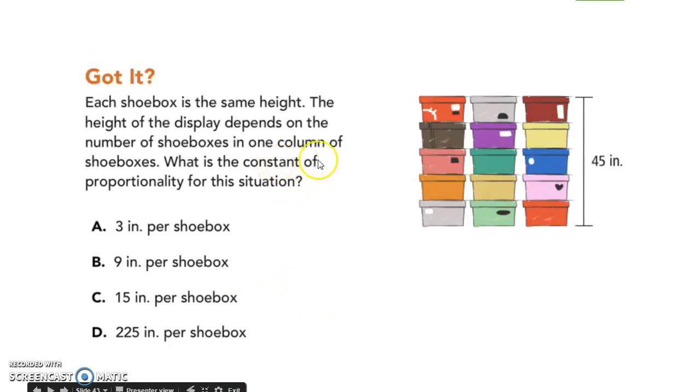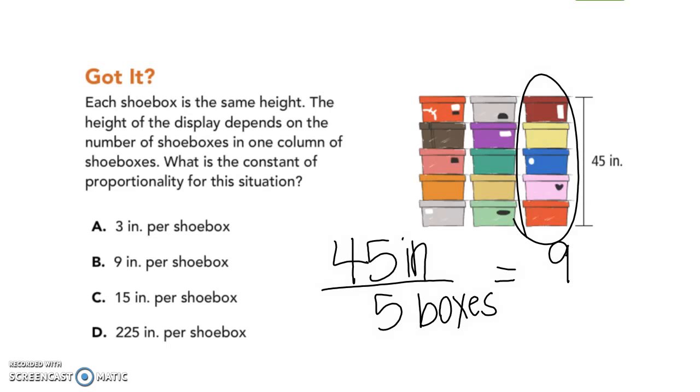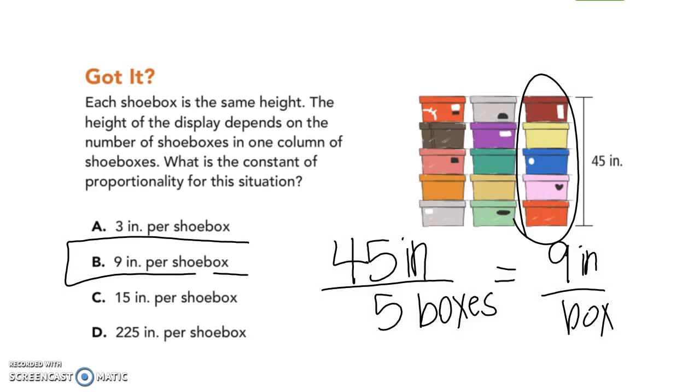We want to find the constant of proportionality for the number of shoe boxes in one column. We see it's 45 inches, so figure out what would be the constant of proportionality per shoe box. We would say 45 inches. How many shoe boxes are in this one column? 1, 2, 3, 4, 5 shoe boxes. So what would that be if I divided? 9 inches per box. That is B. Okay? Finding the constant of proportionality.